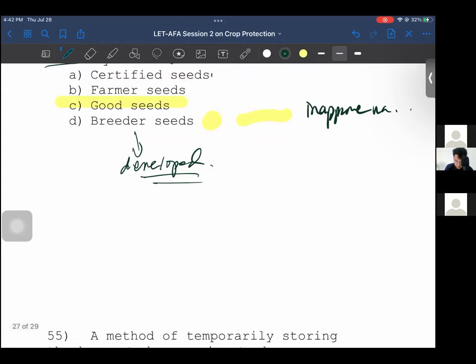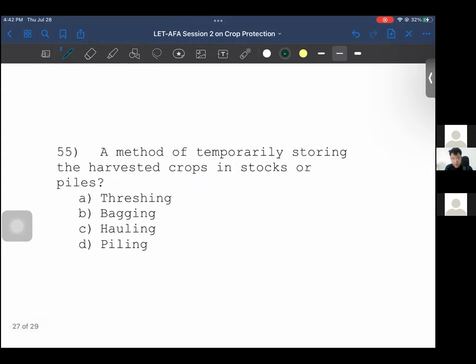Okay. Next. Ito. A method of temporarily storing the harvested crops in stocks or piles. So if you will look at our choices, the best answer here is piling. Temporarily storing. Holding is transportation. Threshing is pag separate na husk sa mismo rice. Tapos bagging naman is pag-bag na ng rice dun sa sako. Nilalagay sa sako. So these are processes na nangyayari after harvest ng rice.